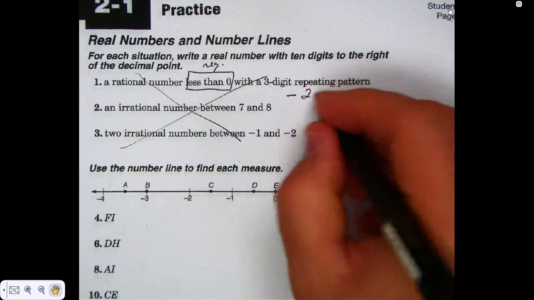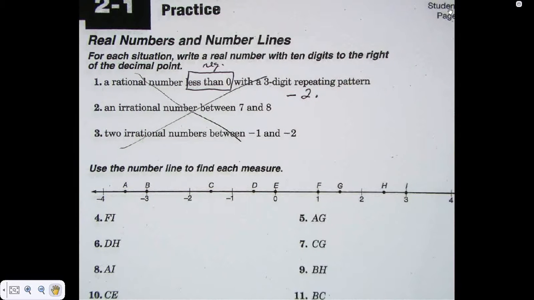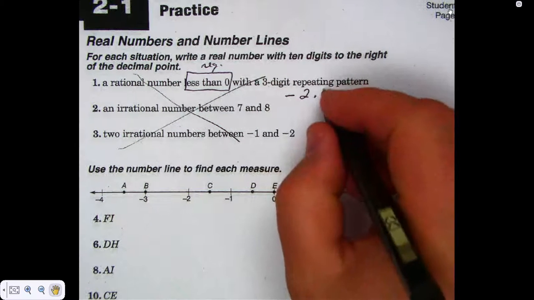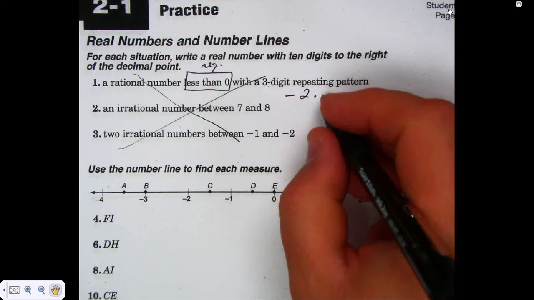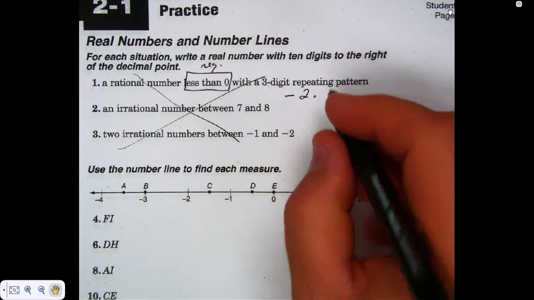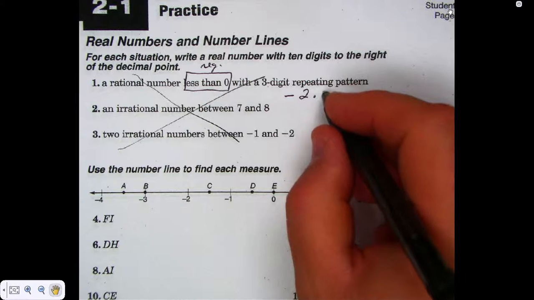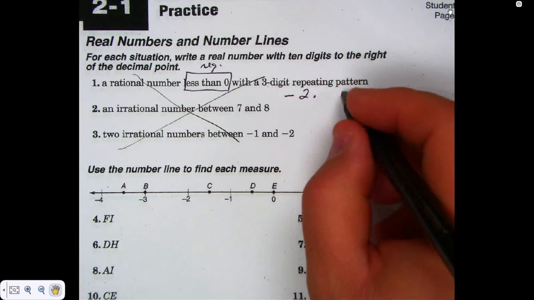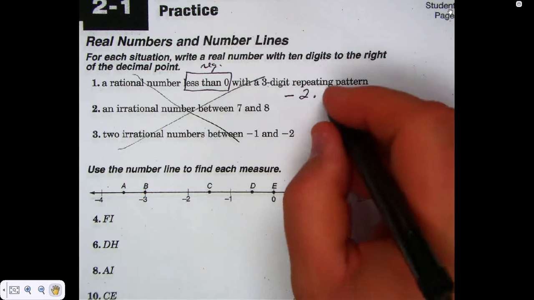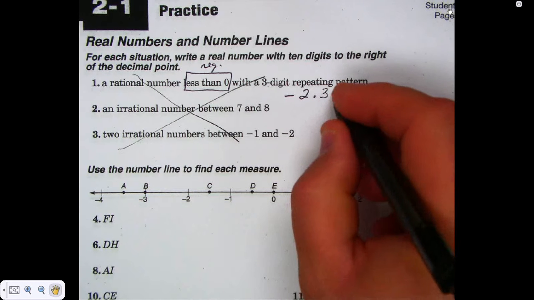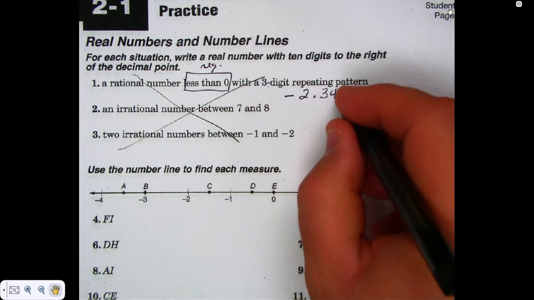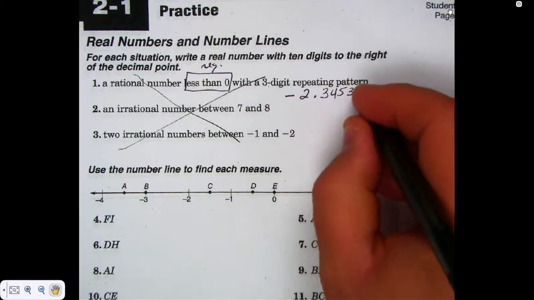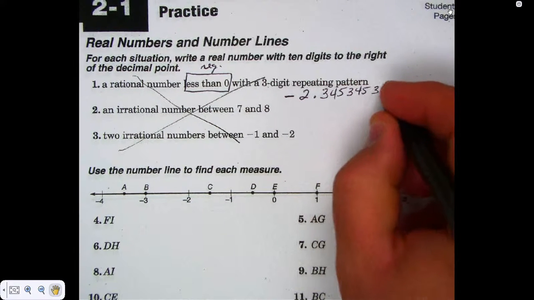Negative, you want to say negative 2 point something. Now's when the 3-digit repeating pattern happens, right? What would you write down to give me a 3-digit repeating pattern? No. What you're going to do is pick 3 digits to repeat. The thing is, you can't really be wrong here. Okay, what if I said 3? Then what do you want the next digit to be? Nope. 4, and then the next one. 5. Then show the pattern.